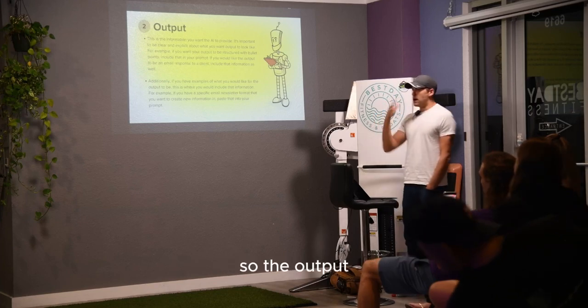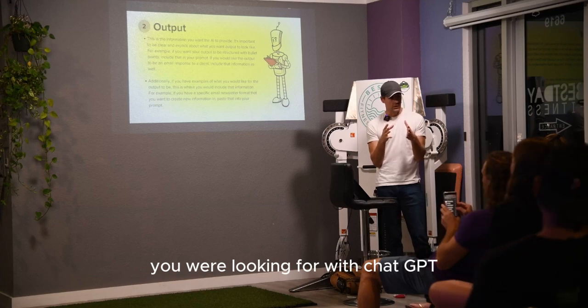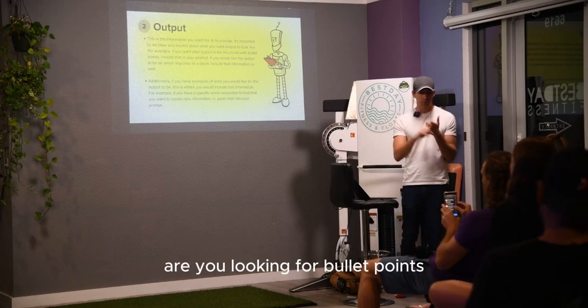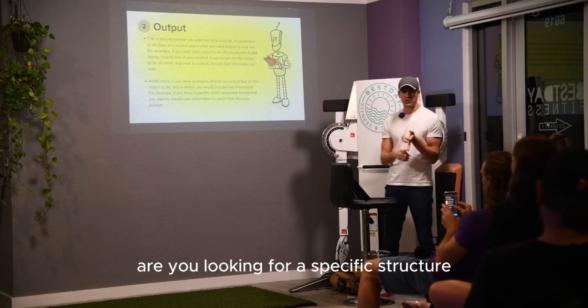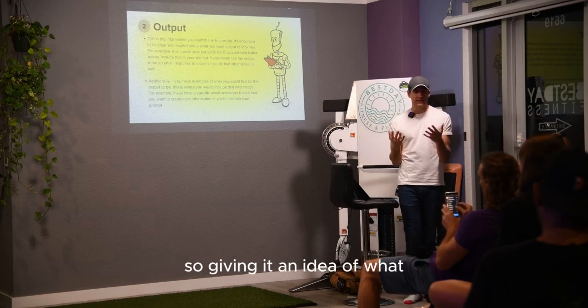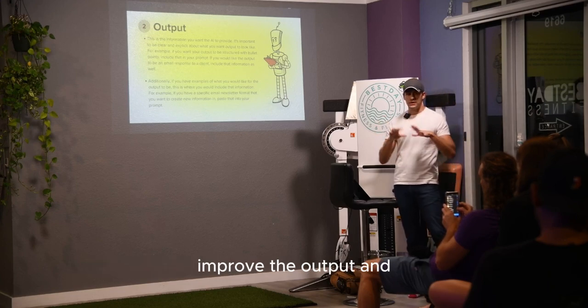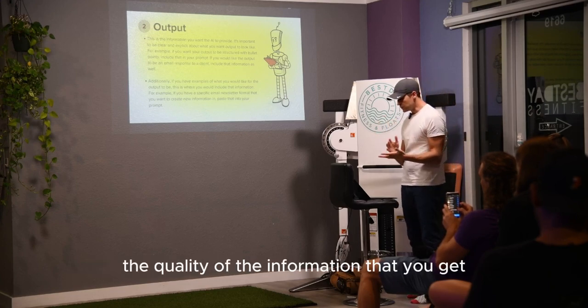So the output: what is the type of information that you are looking for with ChatGPT? Are you looking for bullet points? Are you looking for a specific structure? Are you looking for a table format? So giving it an idea of what the output is supposed to look like is going to help improve the output and the quality of the information that you get, right?